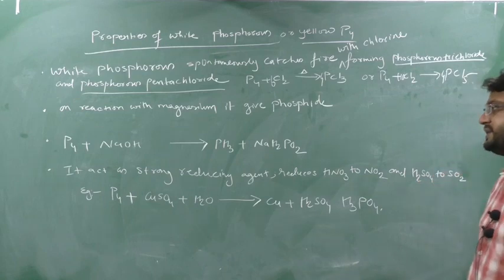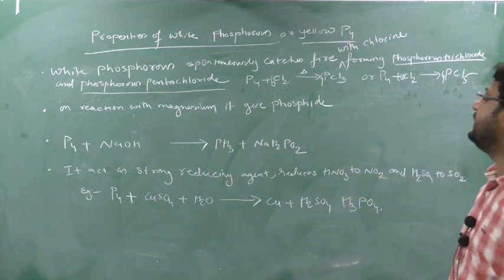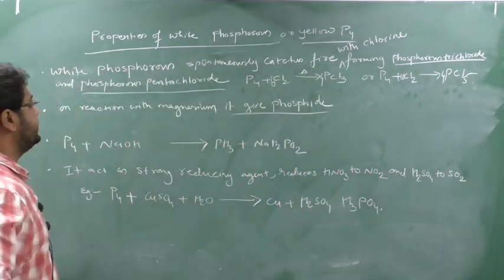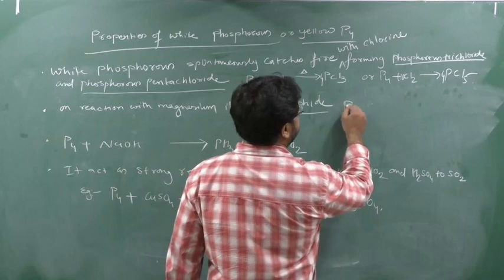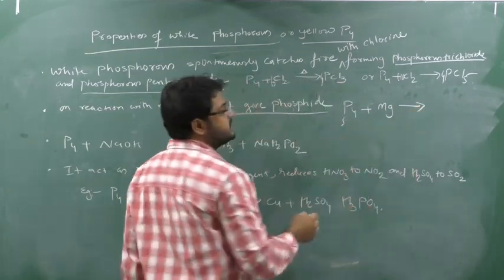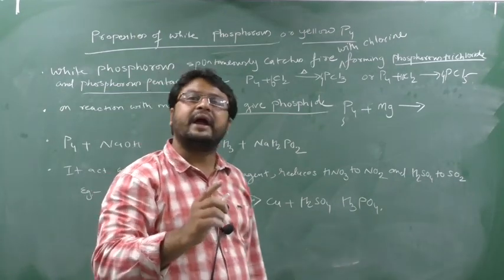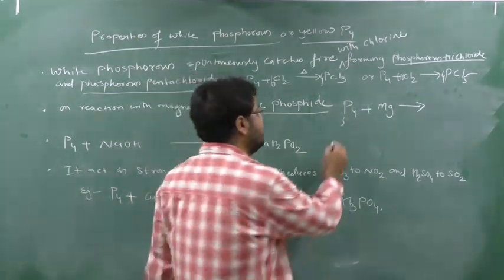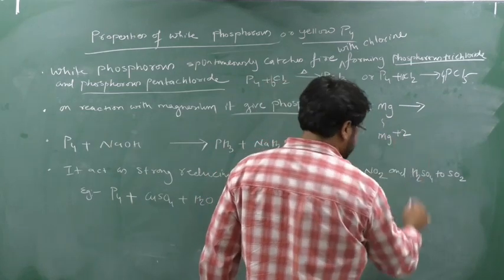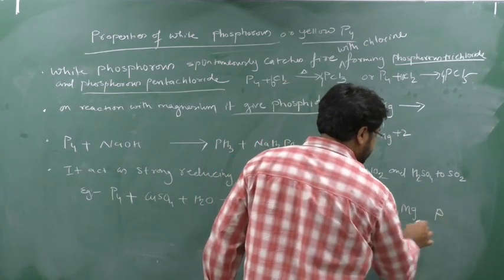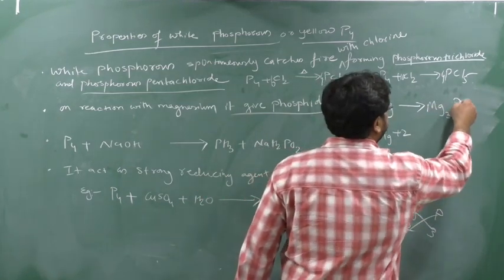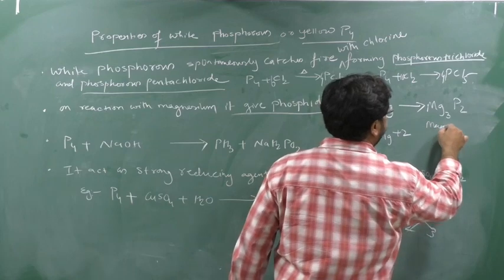Clear? Next, on reaction with magnesium, it gives phosphide. So how? We will see this. I will take phosphorus and I will get magnesium. So what I will get? This phosphorus is 15, 2 8 5, 5 means P minus 3. So P will form minus 3 here and Mg will form plus 2 here. So Mg plus 2 and phosphorus minus 3, crossing over, what I will get? Mg3P2. This is known as magnesium phosphide.